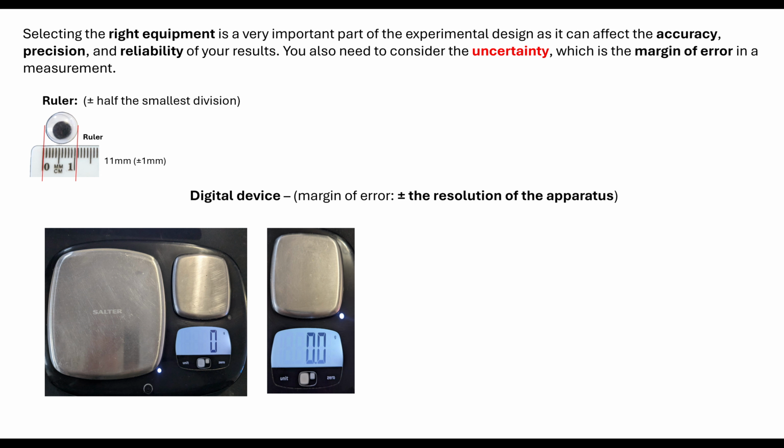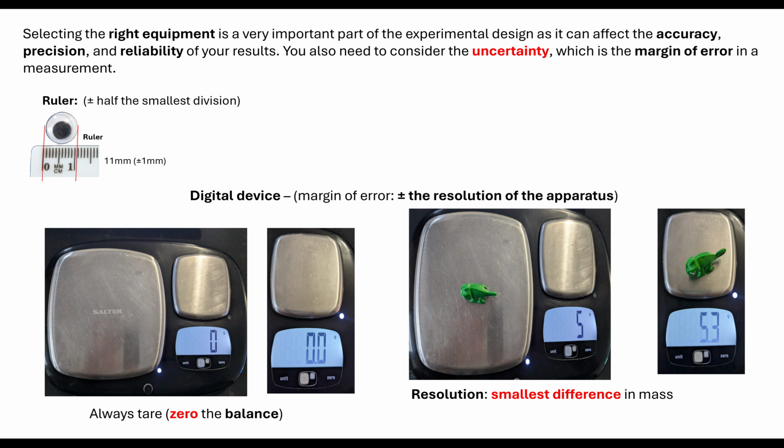Now, the margin of error is always plus or minus the resolution of the apparatus. So I have my scales here, my balance, and I can see that I have zeroed the balance. Always tare your equipment to begin with so that there is no other factors affecting the results that you are collecting. And then that resolution is the smallest difference in mass. Now, if you look at my two examples, I have got one which gives it to no decimal point, so we have 5 grams, or I have one which is 5.3 to 0.1 of a gram.